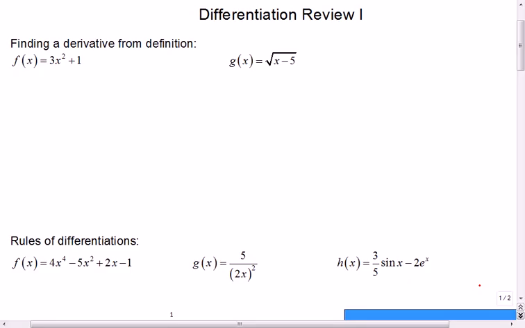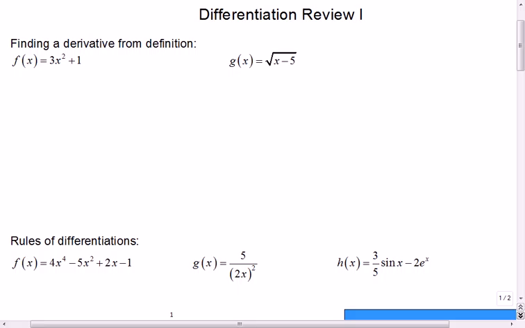Okay, so we're going to go right back to where we started, just to remind you of the topics that are going to appear in the first test on differentiation. So that test again is Tuesday. And we went all the way back to the definition of derivative. That's where we started. So for the first one, I'll show you both definitions that we talked about.